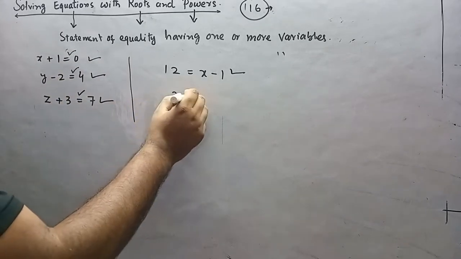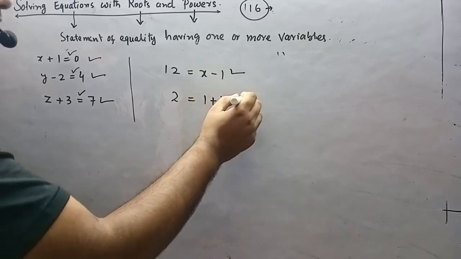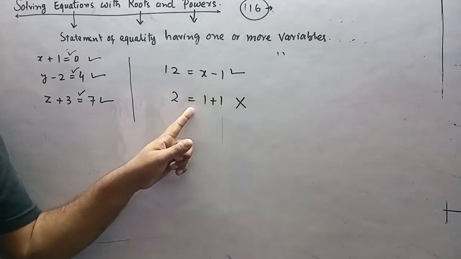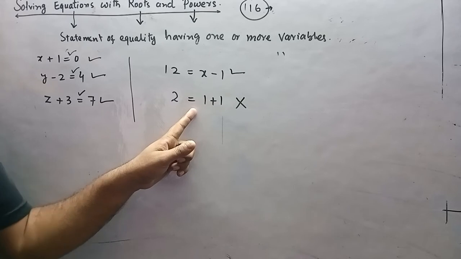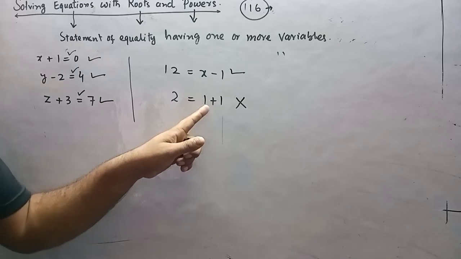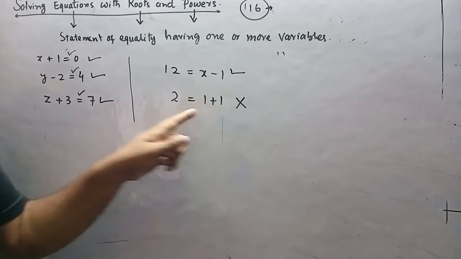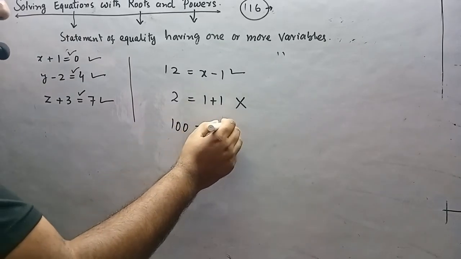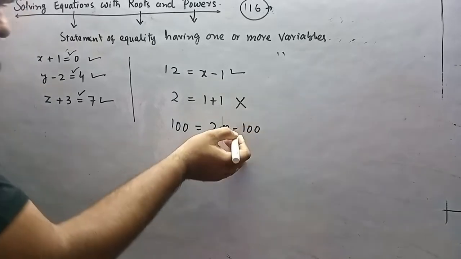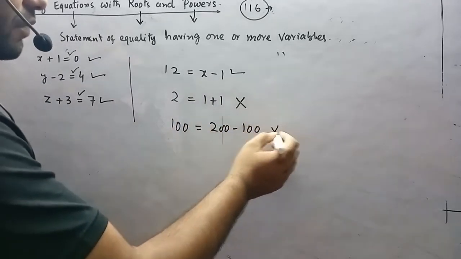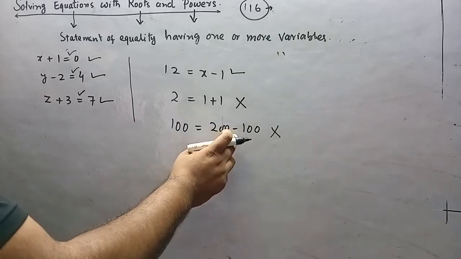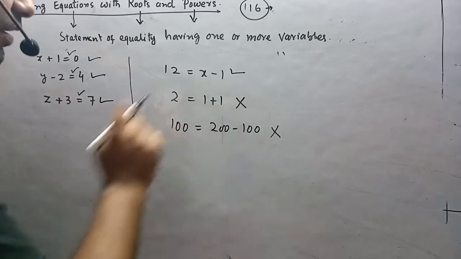If I write 2 is equal to 1 plus 1, this is not an equation. Even though it is a statement of equality, it is not an equation because it does not contain a variable. If I write 100 equals 200 minus 100, once again I can say this is not an equation. Although it is a statement of equality, it is not an equation because there is no variable.